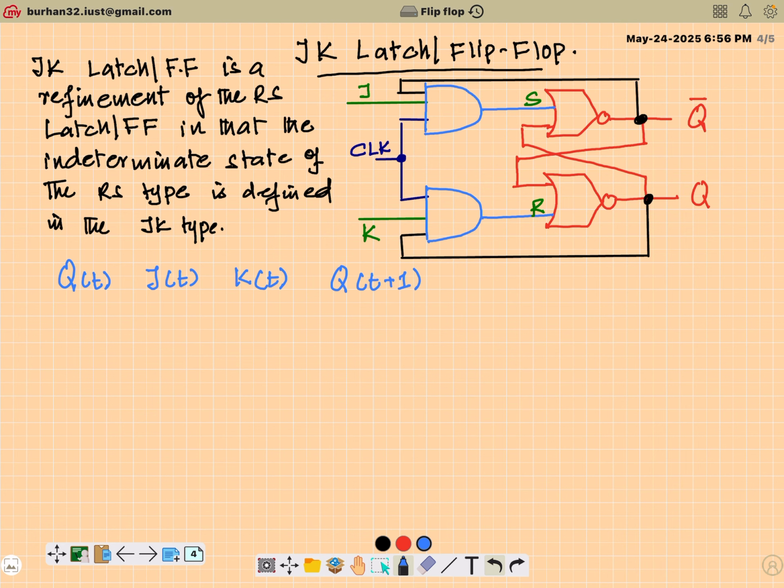Now, if the current state of this JK flip-flop is 0, it means it is a reset state.